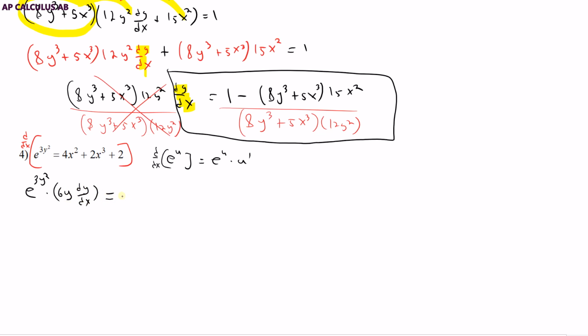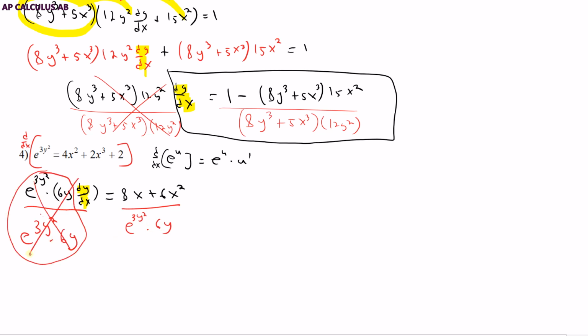This is going to equal 8x plus 6x squared, and then that's gone, right? And again, the goal is to solve for dy/dx. So basically we're going to divide both sides by e to the 3y squared power times 6y, right? We're dividing everything by that, and these cancel on this side, and we have this and then the other side, you know, we could try to simplify, but there's not really anything that simplifies over there. So we're just left with that.